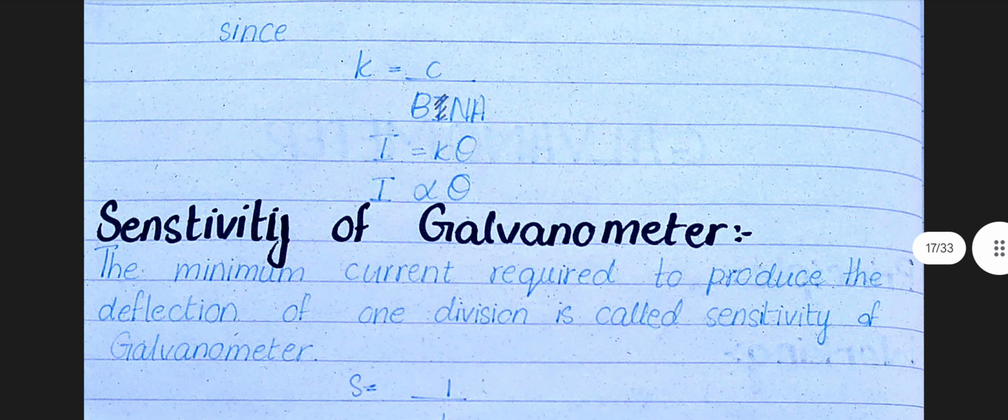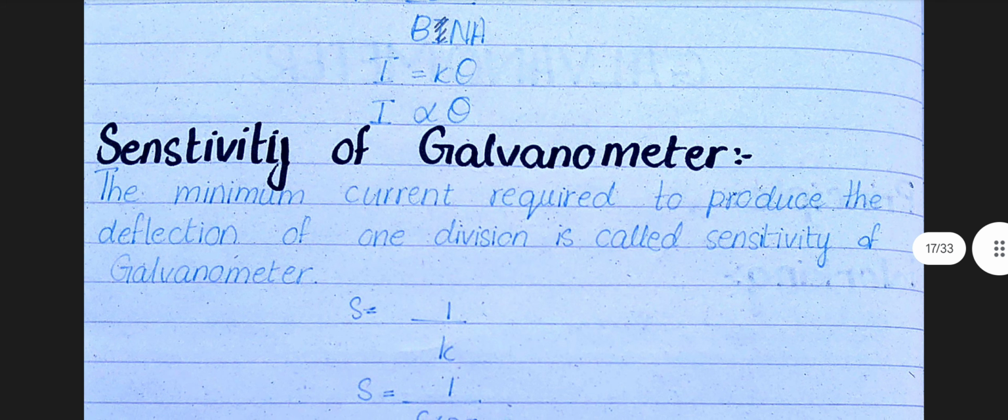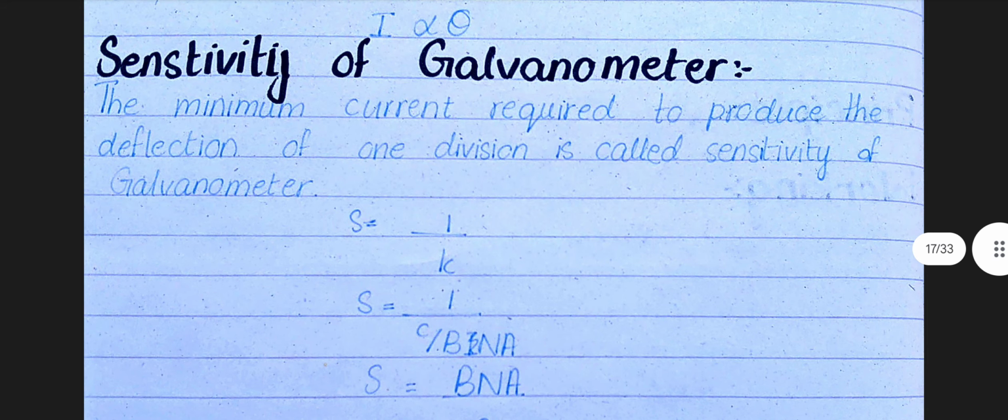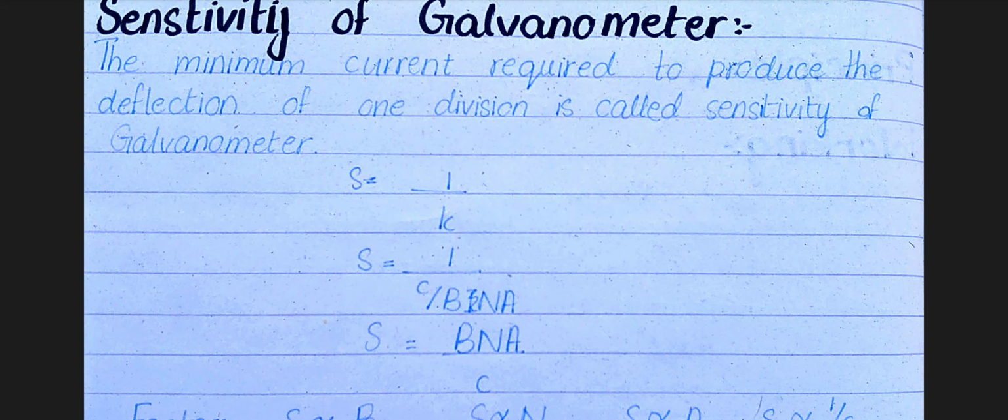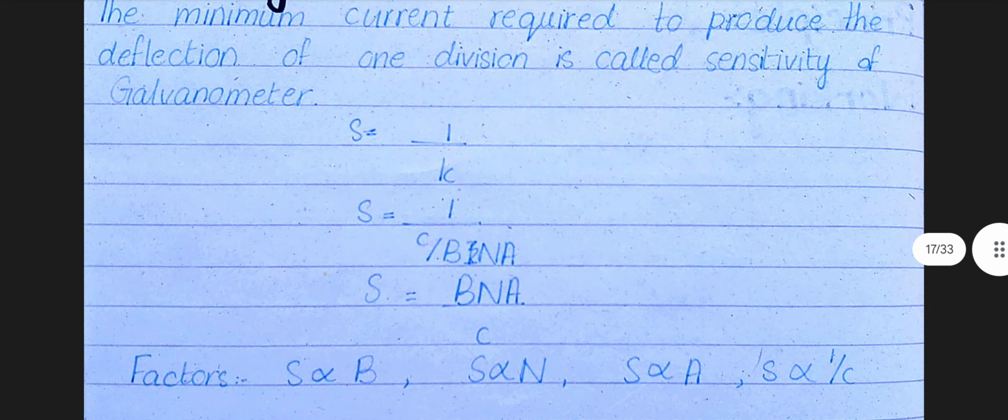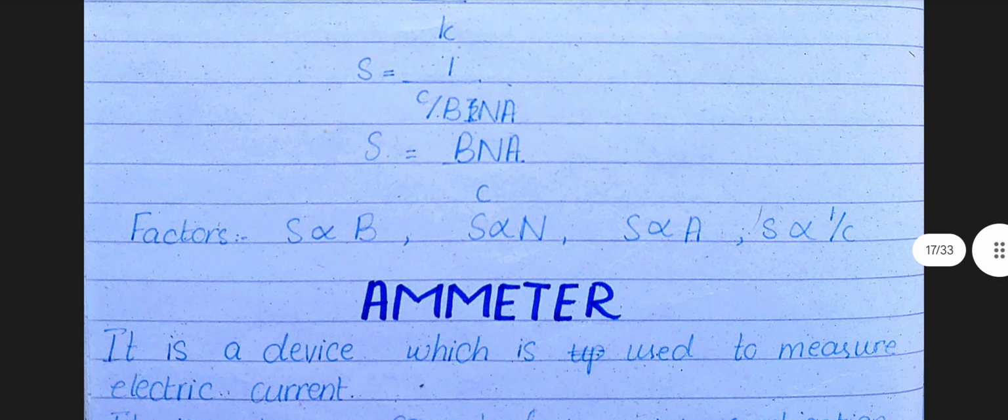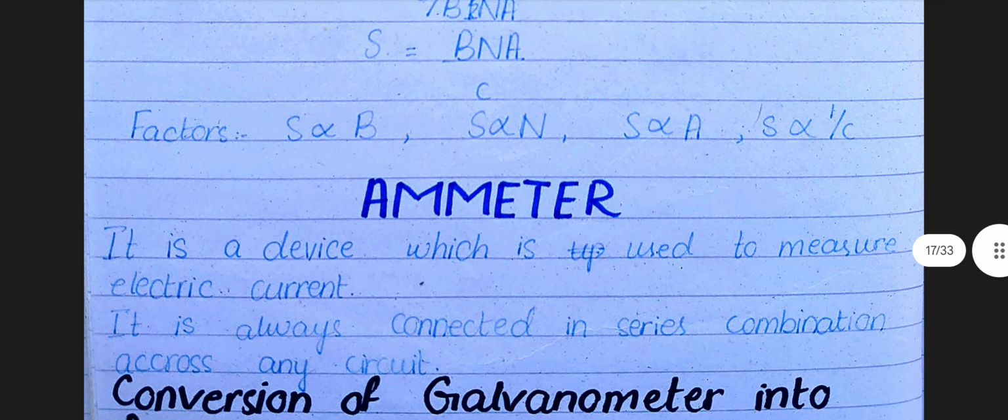Sensitivity of galvanometer. The minimum current required to produce the deflection of one division is called sensitivity of galvanometer. S is equal to 1 upon K. S is equal to 1 upon C upon BNA. S is equal to BNA upon C. Factors. S is directly proportional to B. S is directly proportional to N. S is directly proportional to A. S is inversely proportional to C.